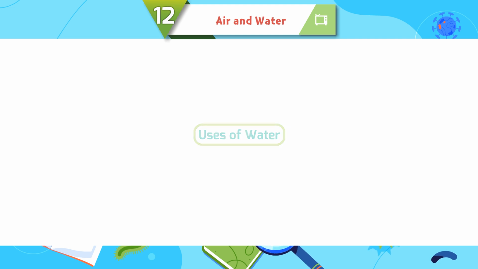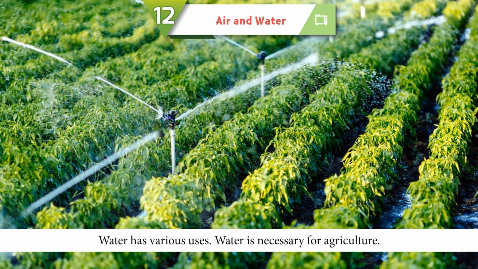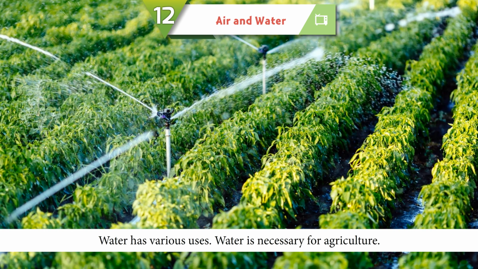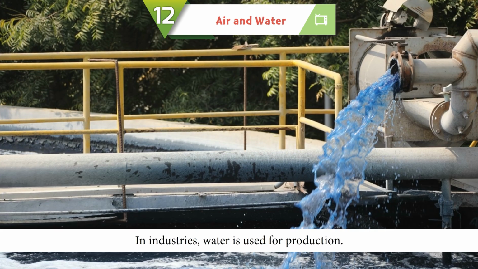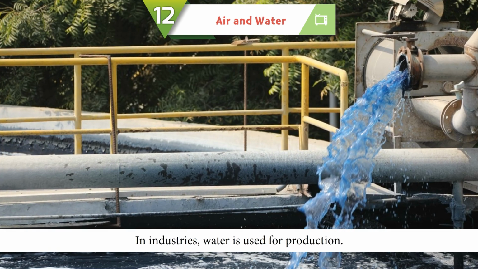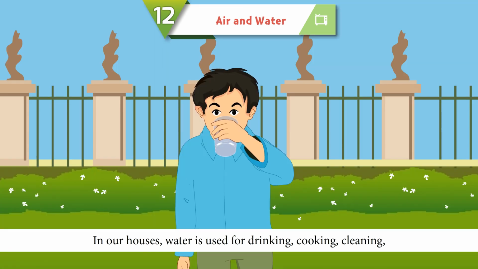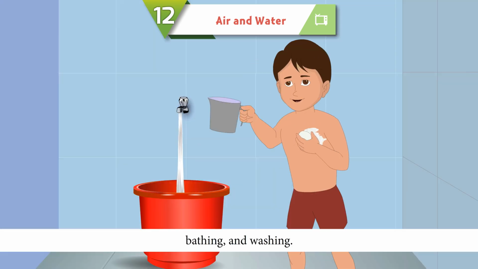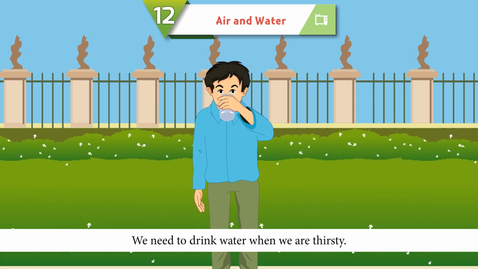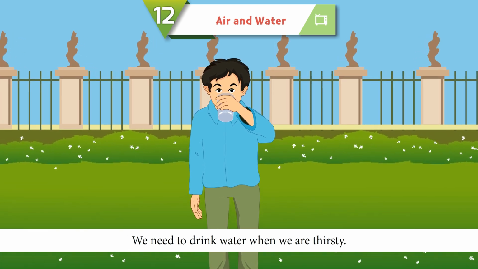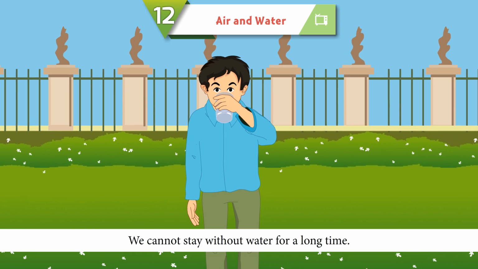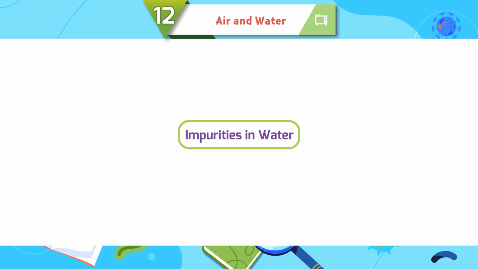Uses of water. Water has various uses. Water is necessary for agriculture. In industries, water is used for production. In our houses, water is used for drinking, cooking, cleaning, bathing, and washing. We need to drink water when we are thirsty. We cannot stay without water for a long time.